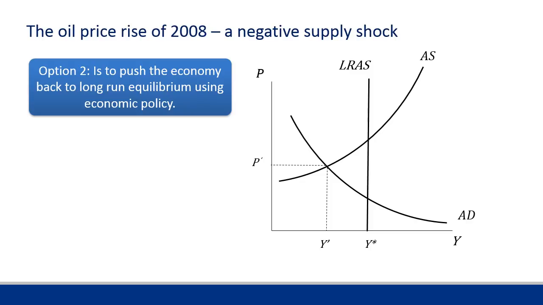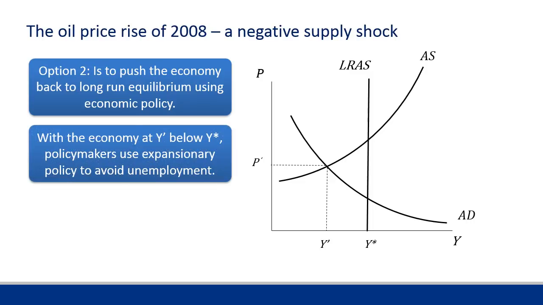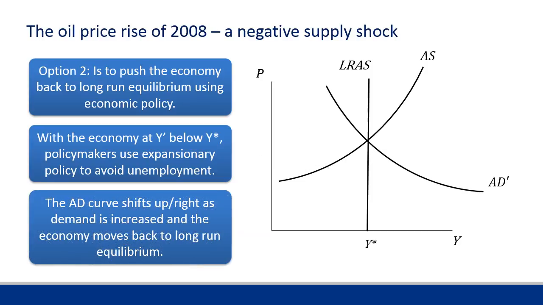Option 2 is to push the economy because we do not want to wait too long to return the economy back to its normal rate from a recession, so we're going to use economic policy or demand management. So from this short-run equilibrium, output below its natural rate, we can use expansionary policy to avoid unwanted unemployment. An increase in the money supply or an increase in government spending will shift the aggregate demand curve to the right. We push the economy back towards equilibrium using policy.